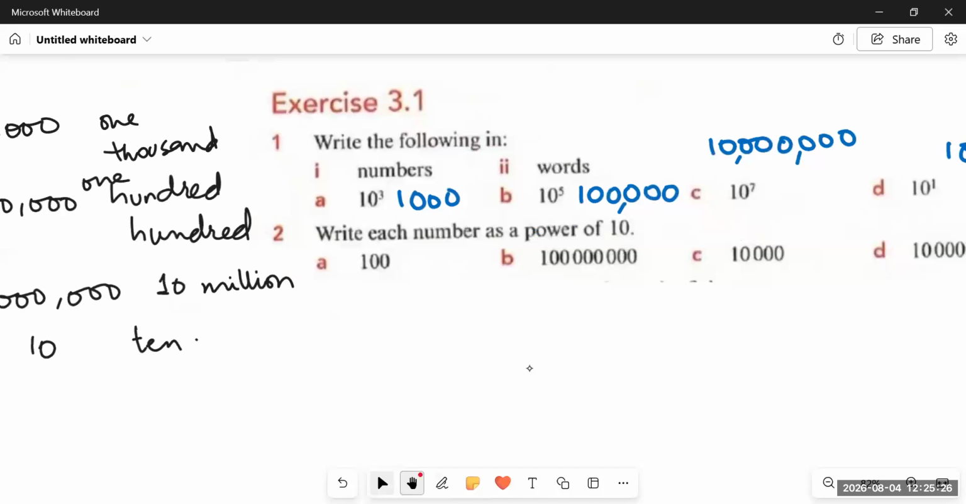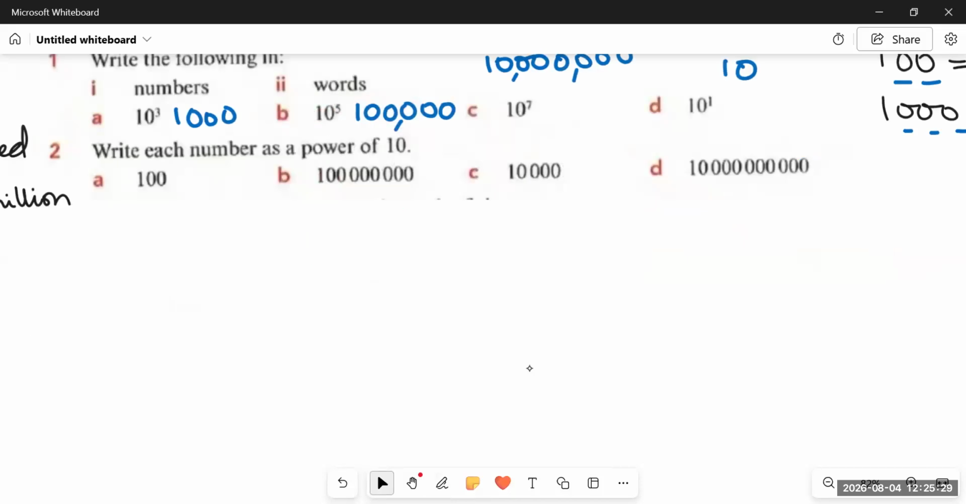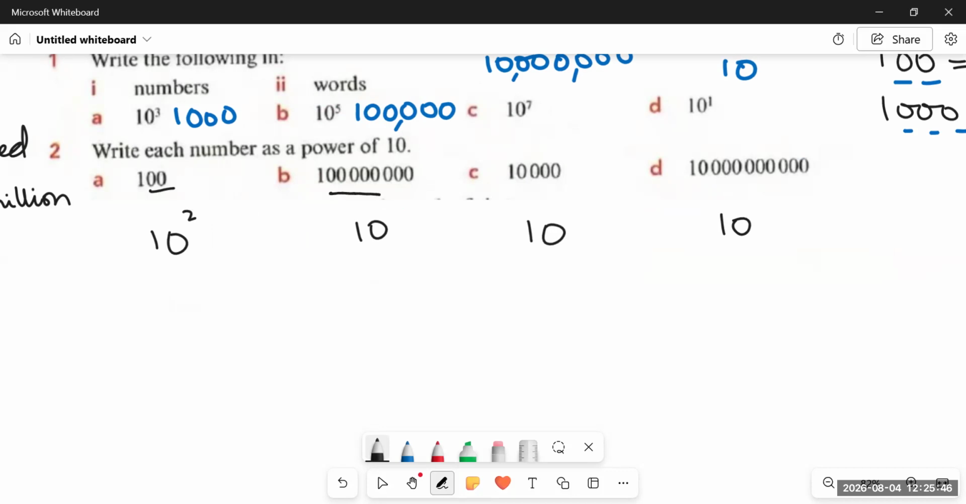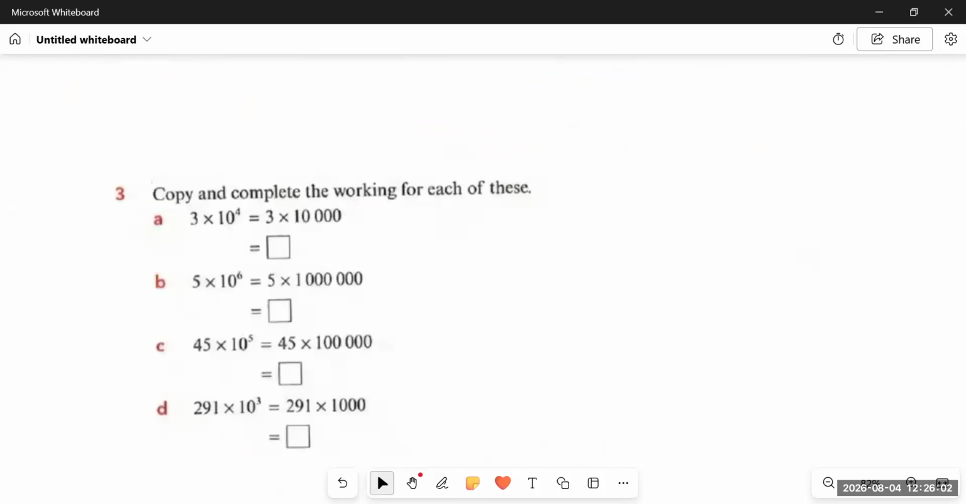Okay? Now, in question number 2, what are we supposed to do? We have to do the inverse or the reverse of what we have done in question number 1. We have to write each number as a power of 10. So that's very simple. Just count the number of zeros, and write it down. Here we have 2 zeros, so 10 power 2. 1, 2, 3, 4, 5, 6, 7, 8. So it's 10 power 8. 1, 2, 3, 4. 10 power 4. 1, 2, 3, 4, 5, 6, 7, 8, 9, 10. 10 power 10. That's how we will solve these types of questions.